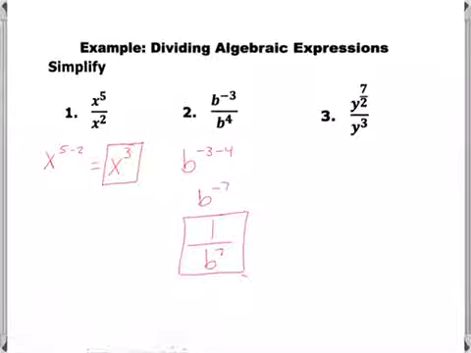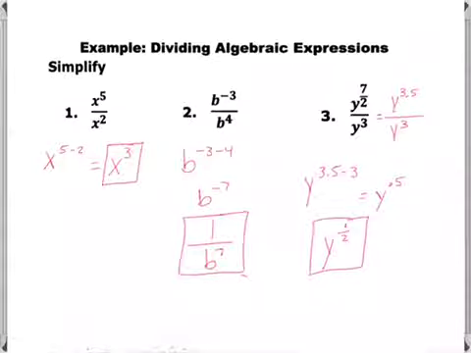In question 3, same idea. We have y to the 7/2 power, or we can say y to the 3.5 power over y to the 3rd power. We're going to subtract the exponents. So 3.5 minus 3 gives us y to the 0.5 power, but if we want to be proper, we'll write it as y to the 1/2 power. And that's our answer. So we're just subtracting the exponents of like-based items.